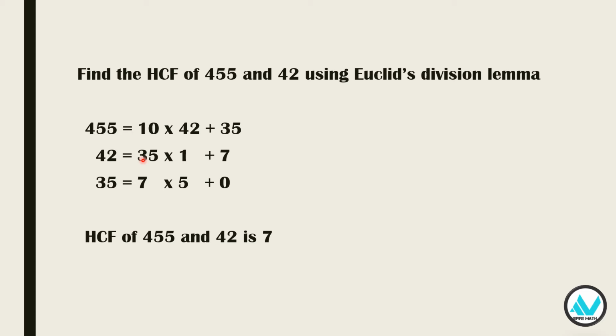Now here, how many times does 35 go? 1 time. So 35 goes here 1 time with the remainder 7. Now 35 becomes my dividend with 7 as my divisor. Now again 7 goes here 5 times with the remainder 0. Therefore, my HCF of 455 and 42 is nothing but 7.